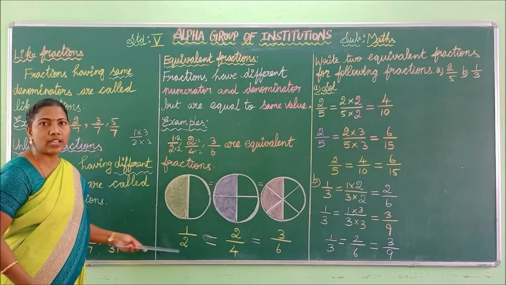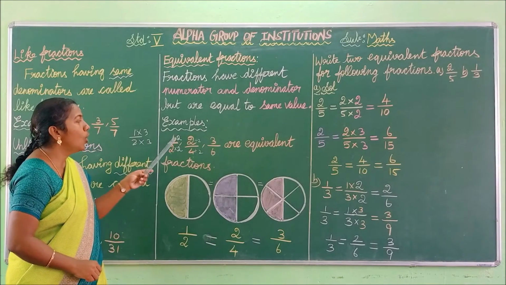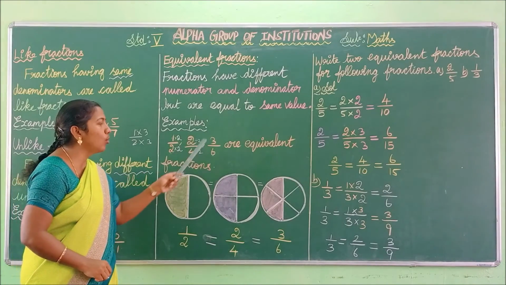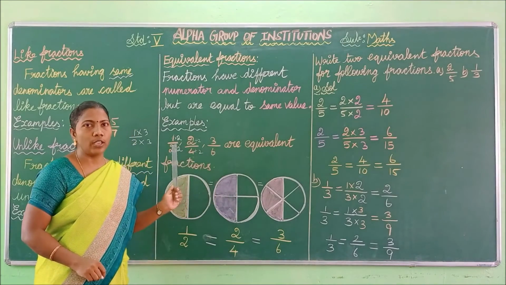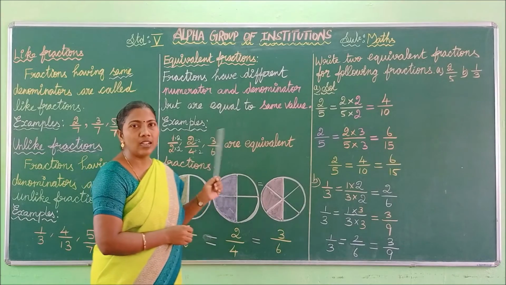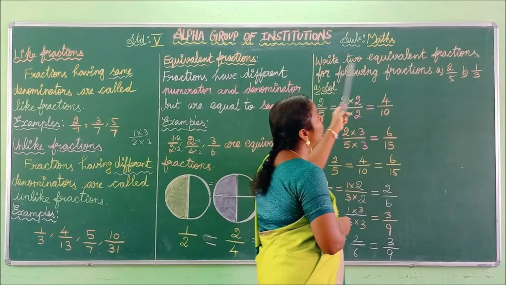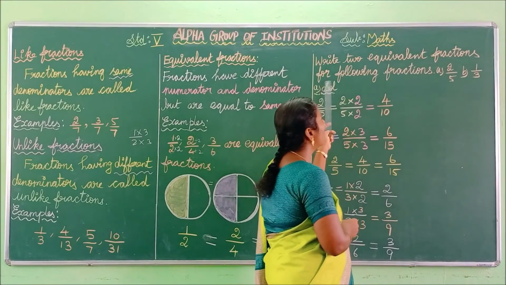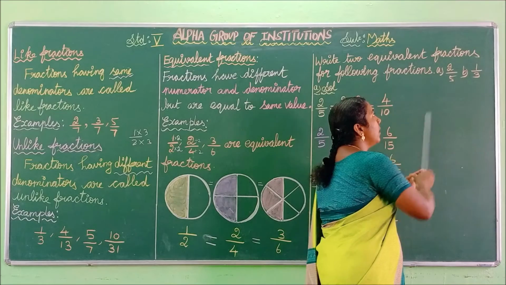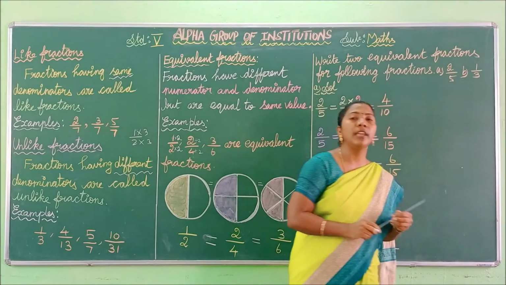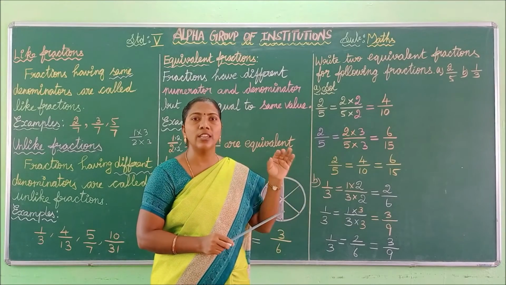How do you call these fractions? Equivalent fractions. So, we call 1 by 2, 2 by 4, 3 by 6 as equivalent fractions. Let us see sums based on the equivalent fractions. Write two equivalent fractions for the following fractions. Subdivision A, 2 by 5, and B, 1 by 3. We have to find out two equivalent fractions for the given fraction.